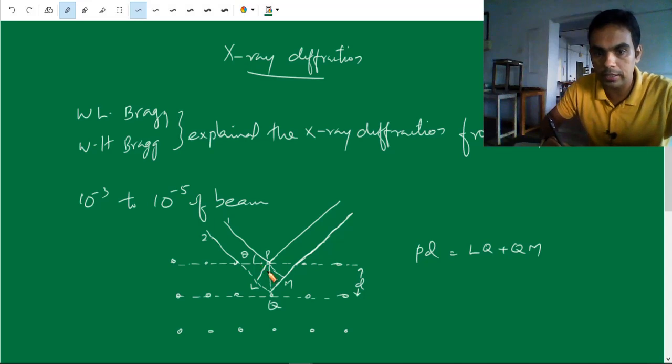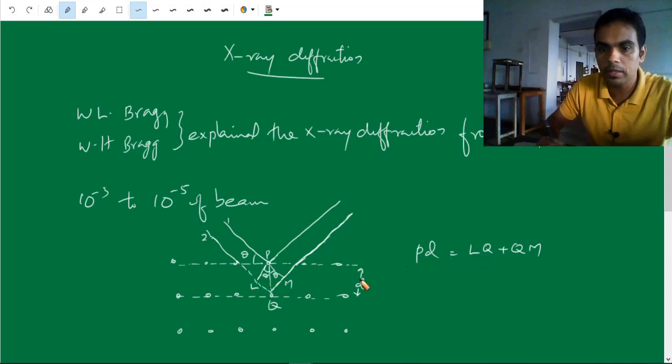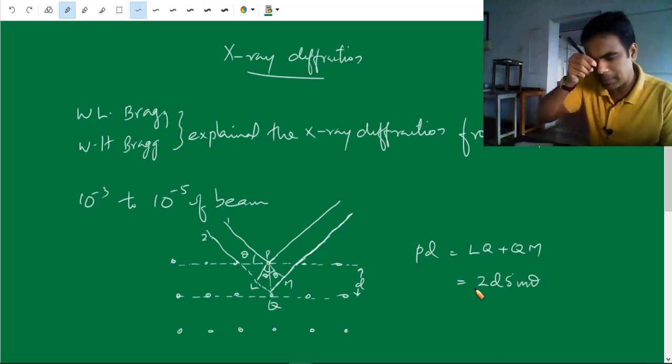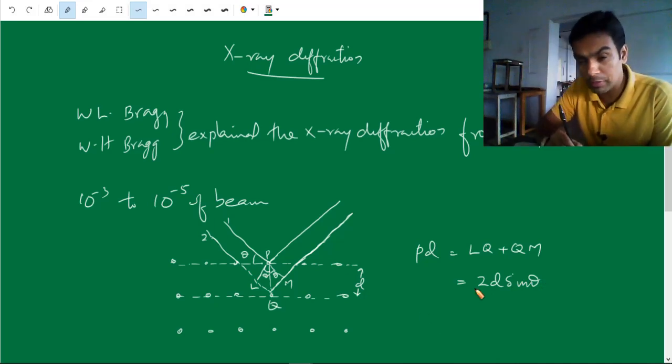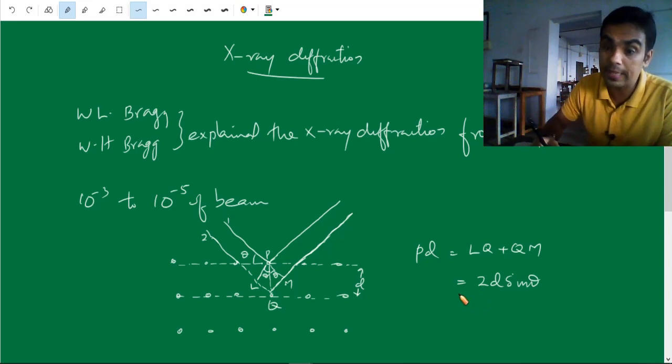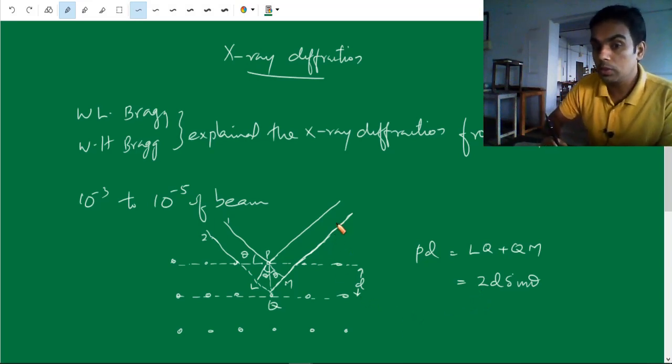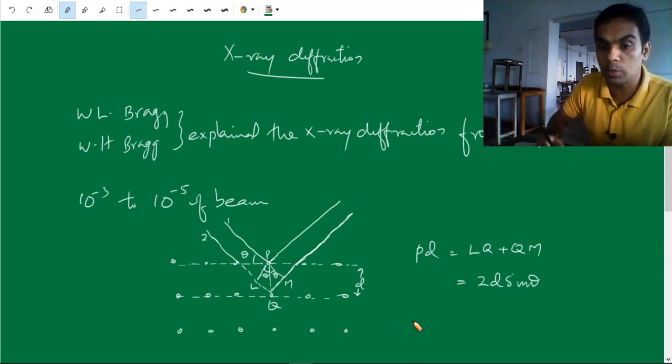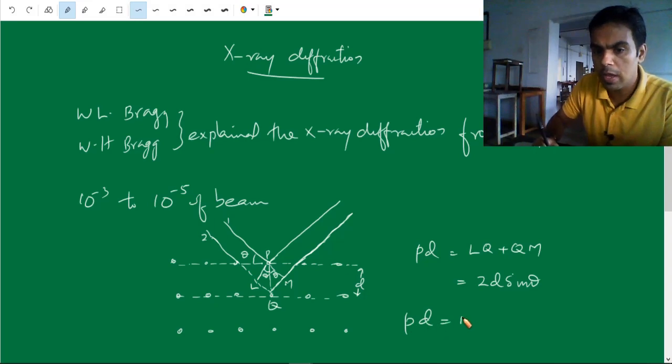If this angle is theta, this angle is also theta, and this angle also theta. So LQ is equal to d sine theta and QM is also d sine theta, so this is equal to 2d sine theta. The path difference between the waves reflected from successive planes is 2d sine theta. Now, to see the reflected wave, that is, for constructive interference, this path difference should be equal to n lambda.